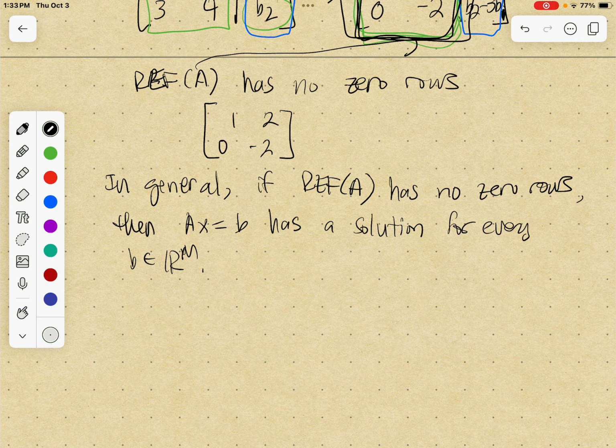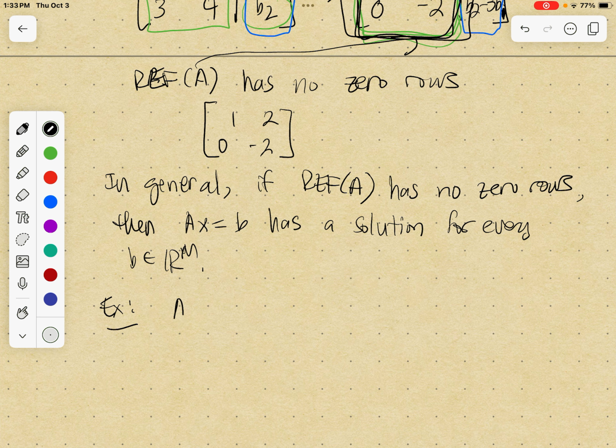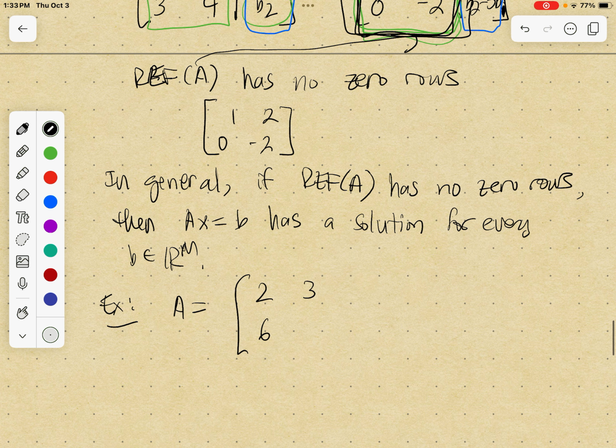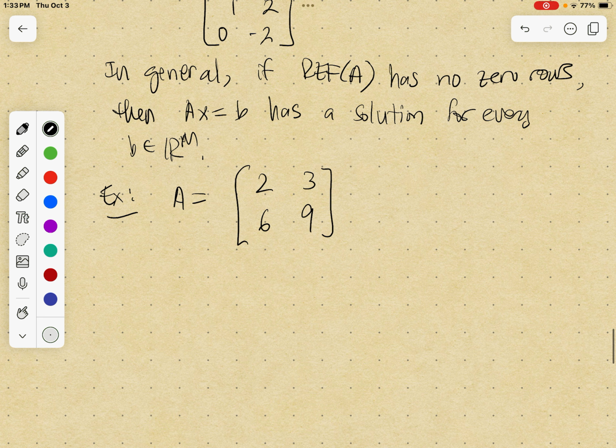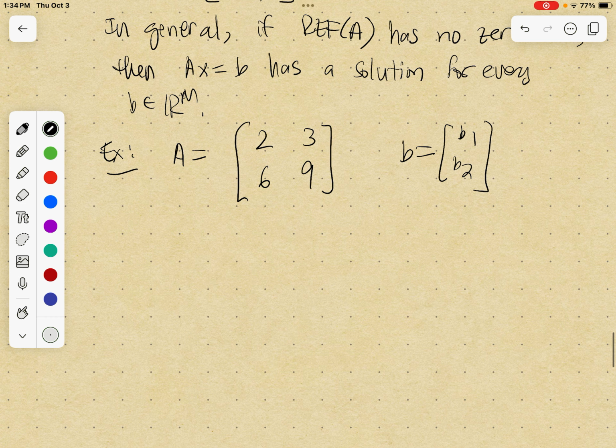If the echelon form does have a zero row, then it's going to depend on what your B is. So let's look at this example. Let's say that you have A equals 2, 3, 6, 9. So let's say that's your A. And your B is, let's just see what happens when you have a random B. So just a generic B, you don't know what the components are, it's just B1 and B2. Okay, then what happens?